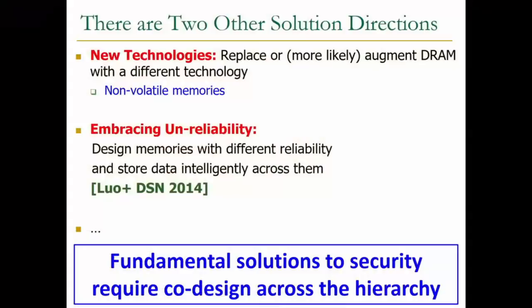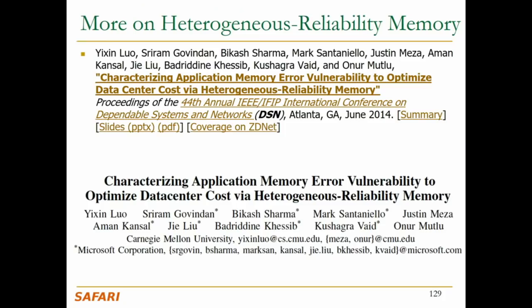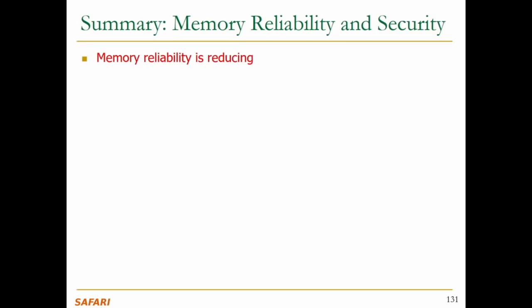And I believe both of these solutions over here require co-design across the hierarchy. So it may not be that easy to adopt both of these solutions. But I think there's a lot more to do in this heterogeneous reliability memory area that may be a good solution. So let me conclude. I believe memory reliability is reducing. There's a lot of data that is in the field and that I've shown you. Reliability issues open up security vulnerabilities as well. And these are very hard to defend against.